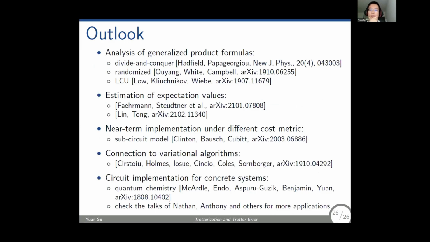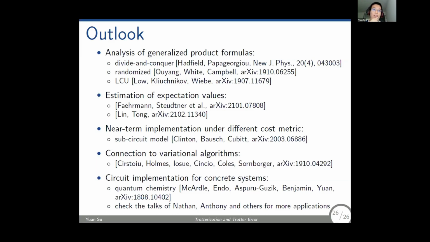Finally, there are some possible directions that one can think about for future work. There are some generalized product formulas beyond this vanilla Trotterization. For example, you can try to not do this Trotterization for the entire Hamiltonian, but only apply it for a part of the Hamiltonian and maybe combine them at a later time. You can also try to use randomness in some other way, or maybe you can apply this LCU idea in the Trotterization.